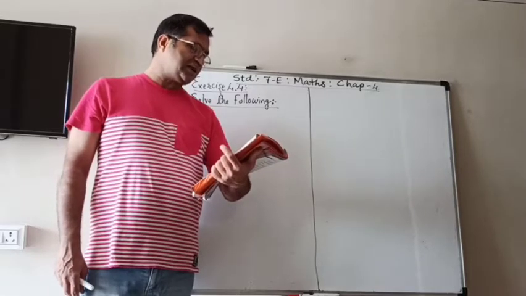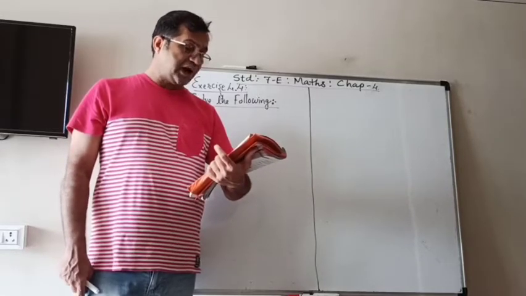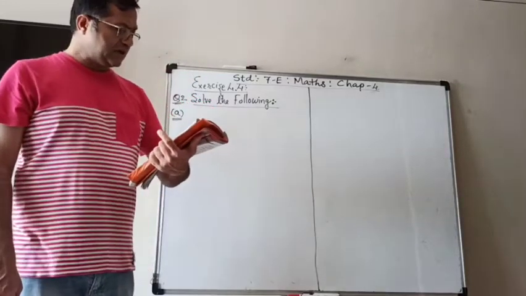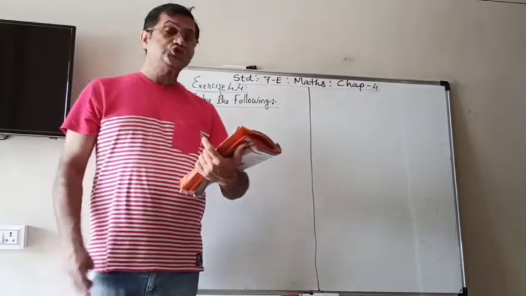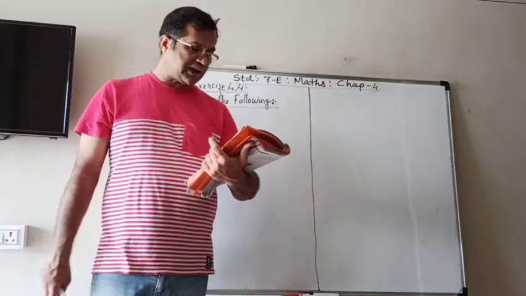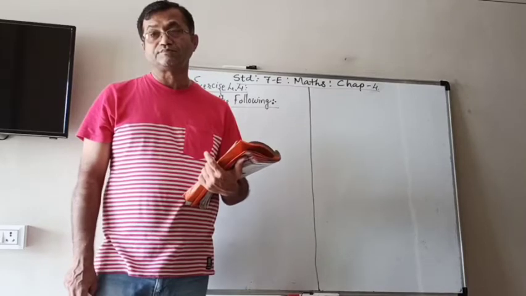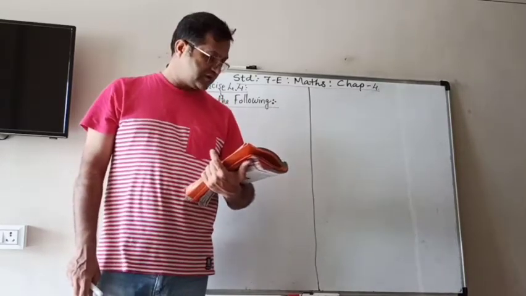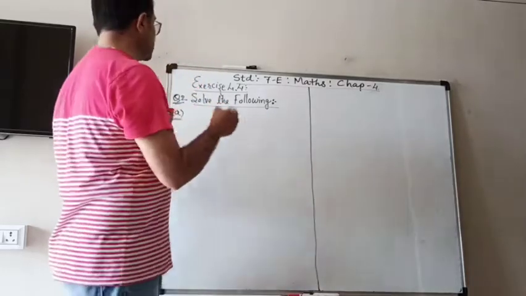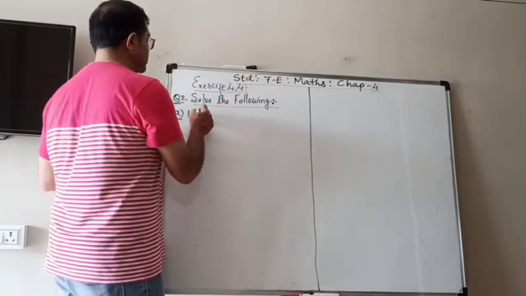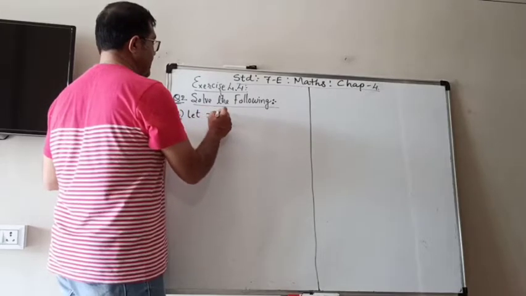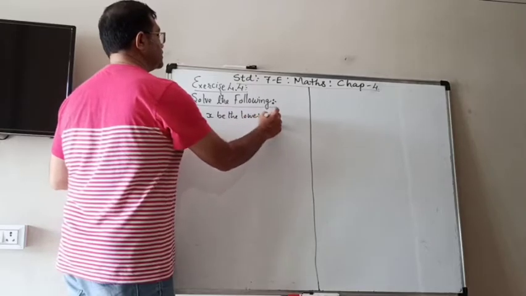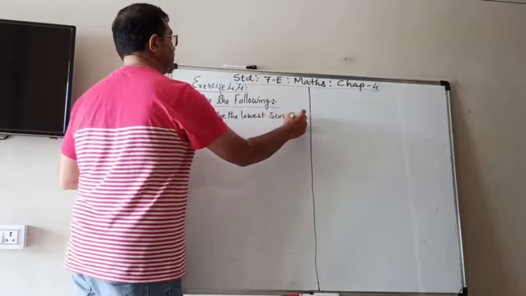The teacher tells the class that the highest mark obtained by a student in her class is twice the lowest marks plus 7. And the highest mark is 87, and we have to find the lowest score. So we will take x. Let x be the lowest score in class.